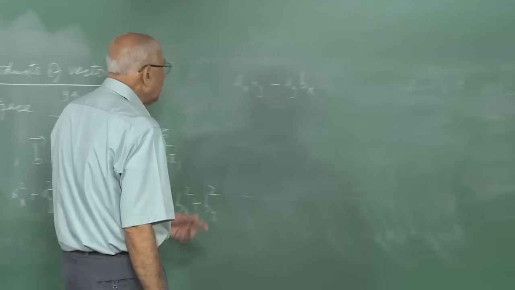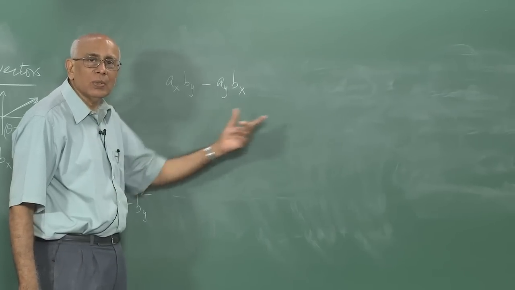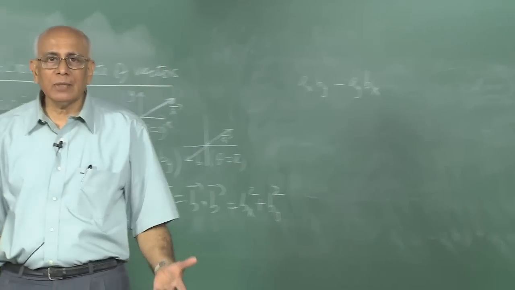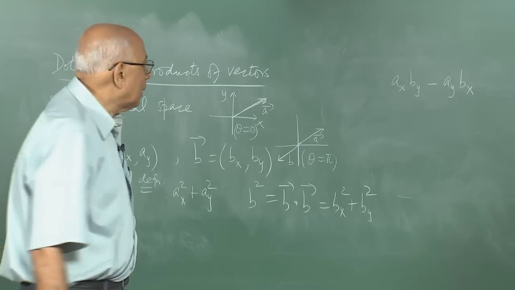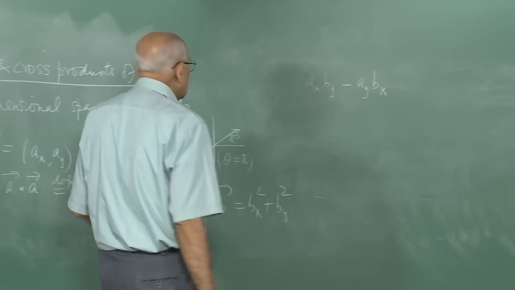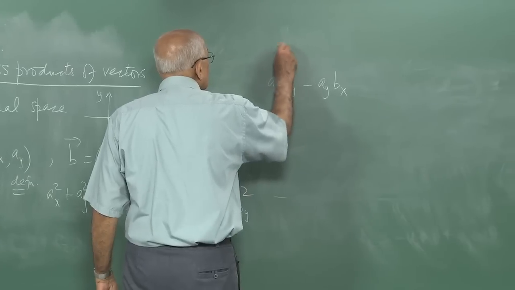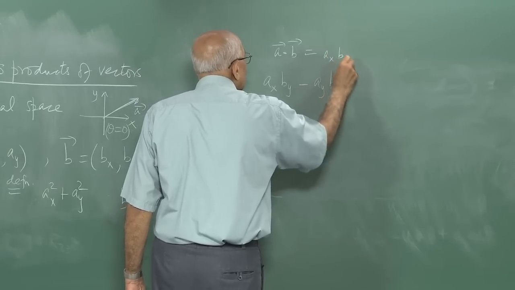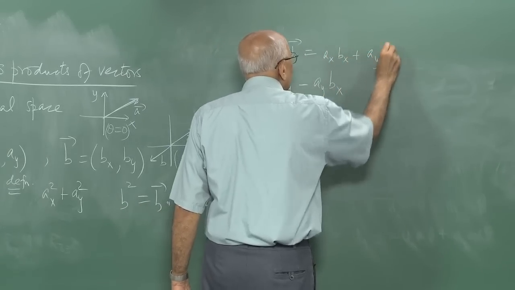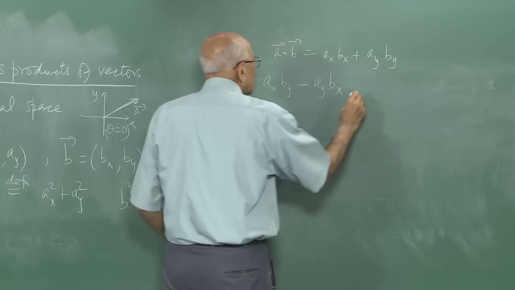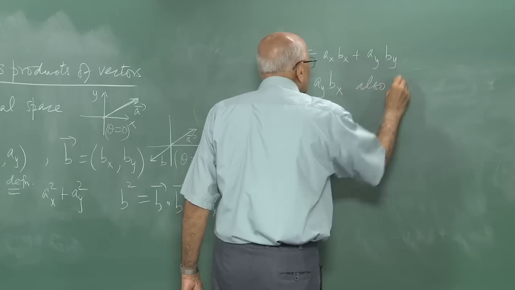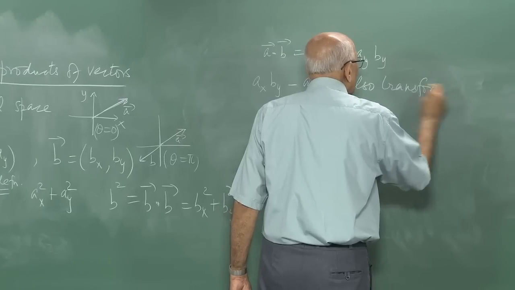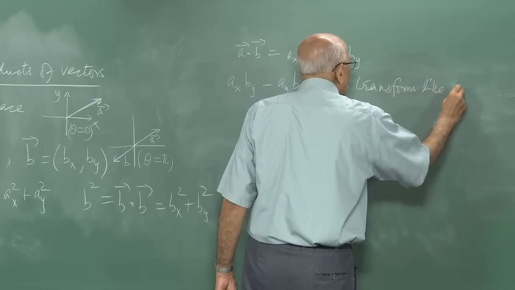Well, incredibly enough, this quantity also looks like a scalar. This also appears to transform like a scalar, but it is not the same scalar as the dot product. This guy here, A dot B, was equal to Ax Bx plus Ay By, but this also transforms like a scalar.